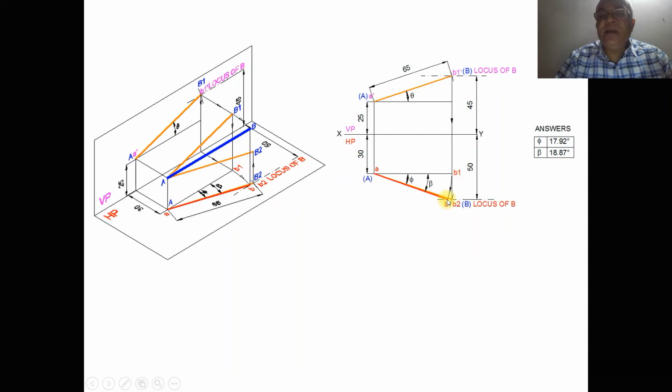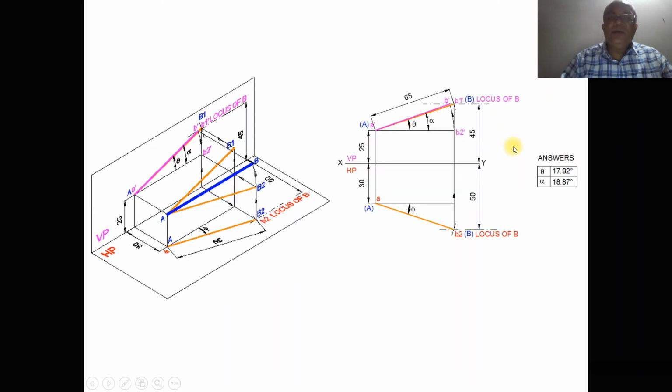So with A as center, taking the radius of AB1, you rotate it such that it cuts the locus of B here, and you mark this point as small b. Join A to b with a dark line. The apparent inclination with respect to VP is beta, and the true inclination with respect to VP is phi. So you record the values of phi and beta.